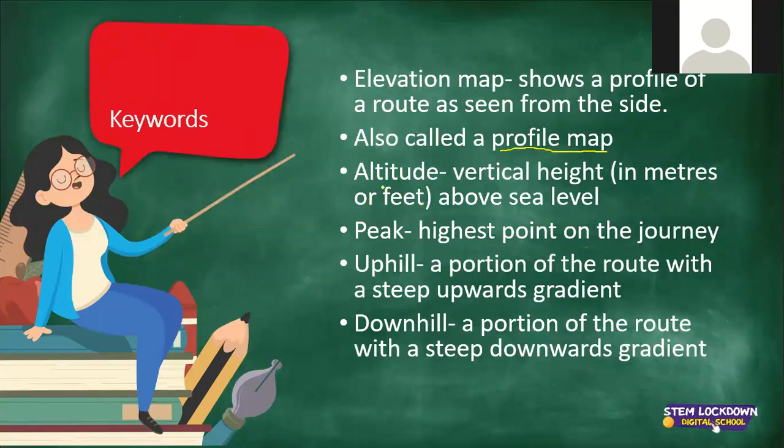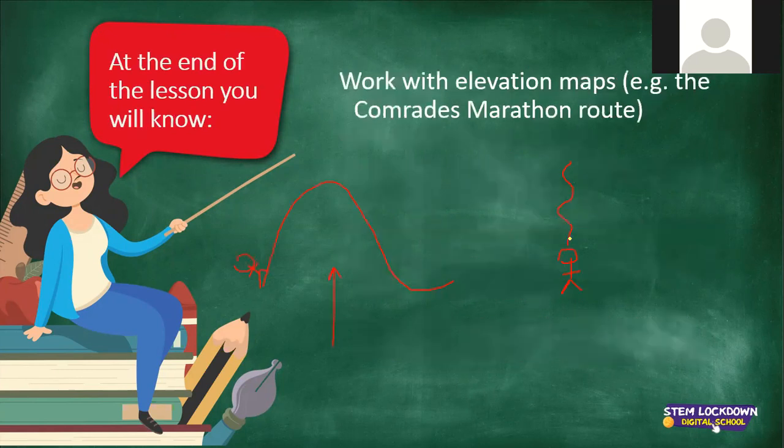Altitude, right? Altitude is basically the vertical height, either in meters or in feet, above sea level. The keyword is above sea level. And then a peak, this will be the highest point in the journey. For example, if this was you, this will be your peak, the highest part of the journey.